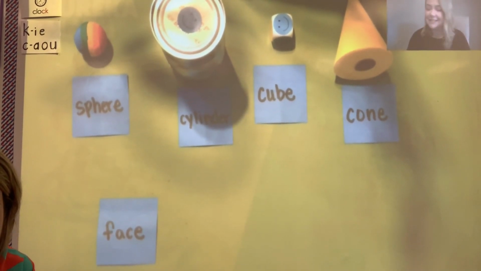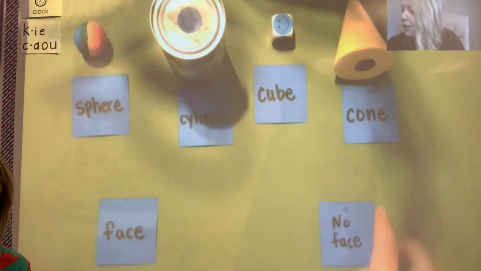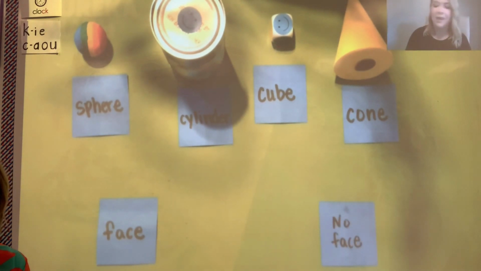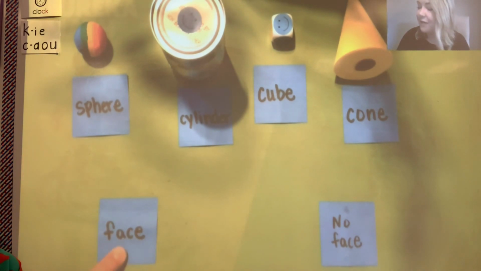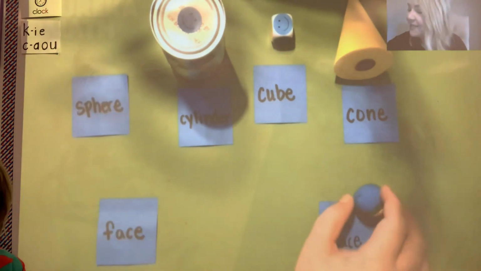I heard a friend say we could sort them by objects and shapes with a face and shapes with no face. So let's start with the sphere. Does it have a face or no face? I see a lot of no faces. The sphere does not have a face.